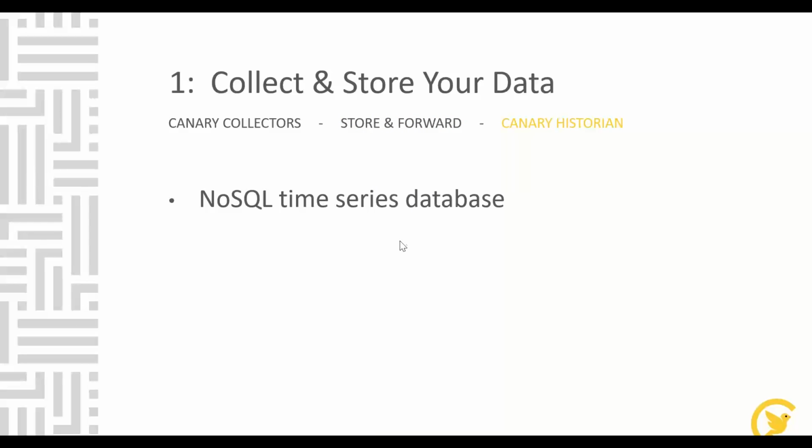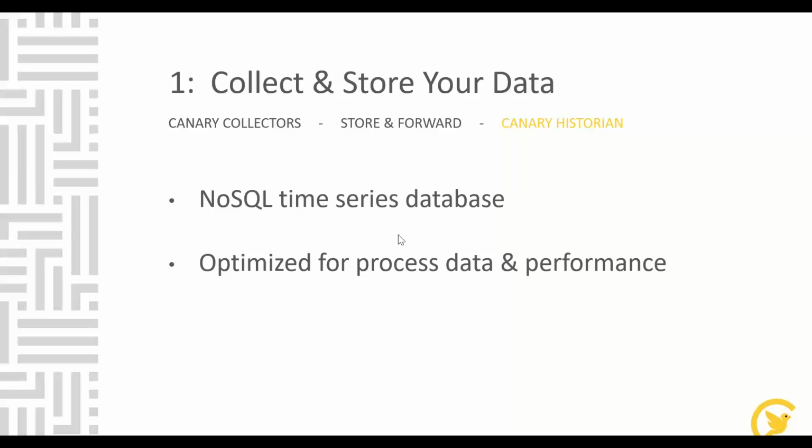So Canary History is a database, but it is a non-relational, non-SQL time-series database. It is optimized for process data and performance. Process data is different from the normal relational database, where you get a lot of different tables pointing to each other. This is much more straightforward time-series data, where you need to store very fast and store a huge quantity in your database.